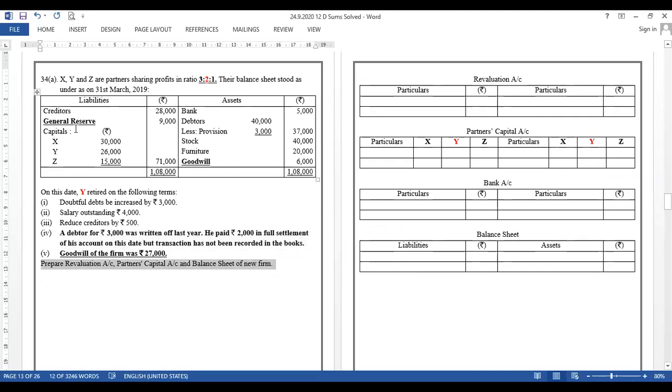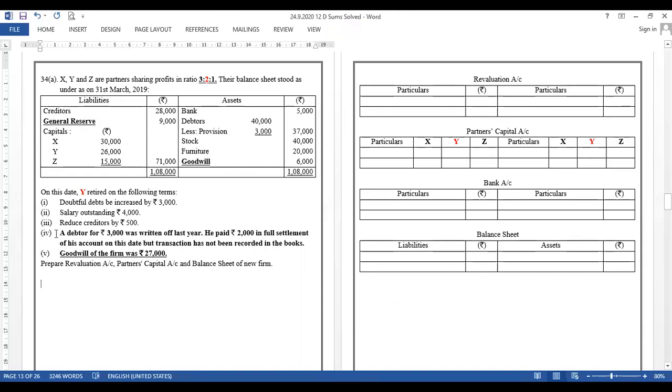I have mapped something over here. What are we going to do with this general reserve? Anyone who can tell me? We will distribute it in partners capital account. Very good. Now what is to be done with this goodwill appearing over here? Sir, written off, amongst old partners, in the old ratio.